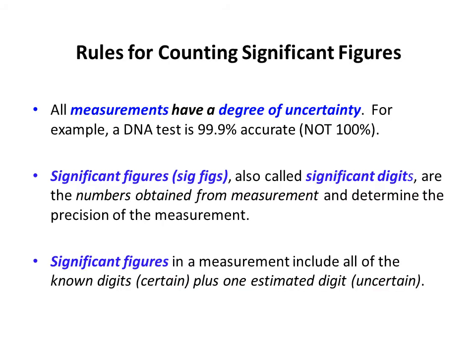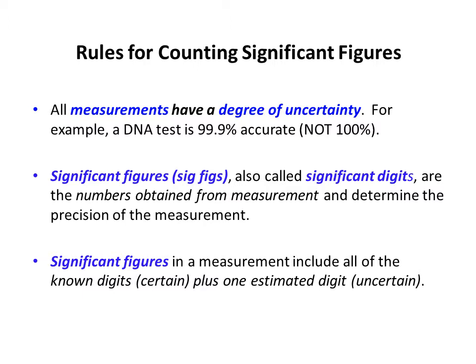Hello students. In this video we'll discuss rules for counting significant figures. All measurements have a degree of uncertainty associated with them. For example, a DNA test is 99.9% accurate. It's not 100% accurate because it is a measurement, and therefore it has some degree of uncertainty associated with it.